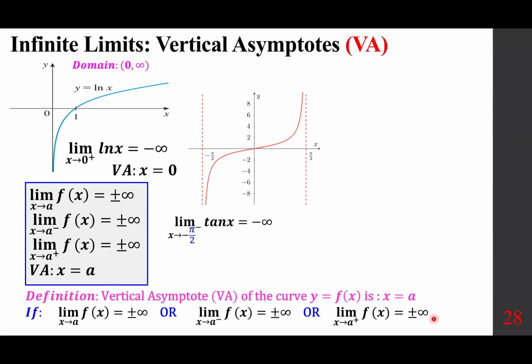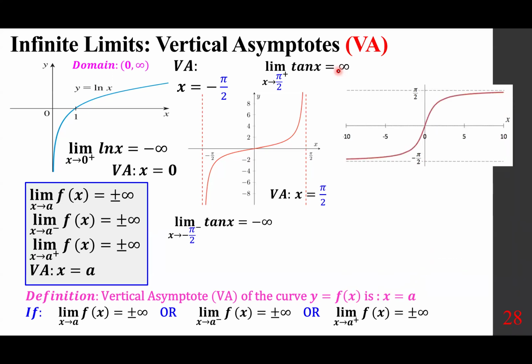Another function that is familiar is tan x. The limit of tan x as x approaches negative pi over 2 from the right is minus infinity. Remember, it has the basic one. When we want to graph one cycle, we graph from x equals negative pi over 2 to x equals pi over 2, and this makes the VA x equals minus pi over 2. On the other hand, the limit of tan x as x approaches pi over 2 from the left is infinity. And that makes x equals pi over 2 another vertical asymptote.